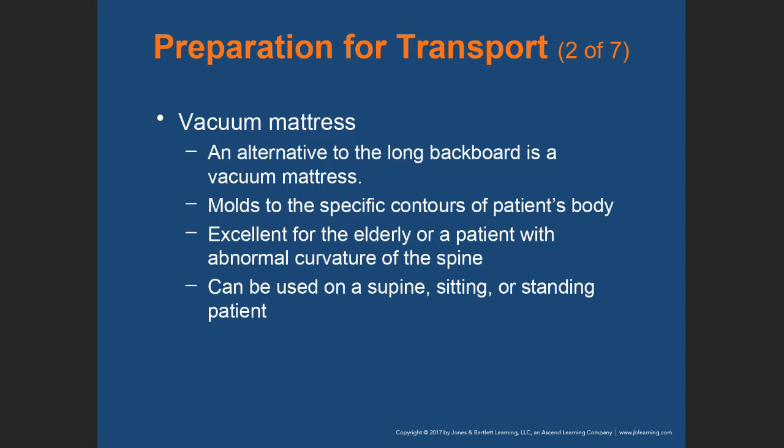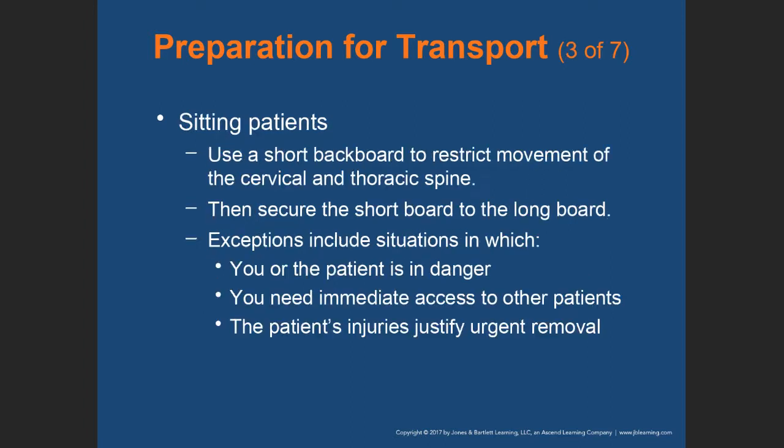Vacuum mattress, an alternative to the longboard, is a vacuum mattress. It molds to specific contours of the patient's body, excellent for elderly patients or patients with abnormal curvature of the spine, and can be used on a supine, sitting, or standing patient. So it's pretty useful. For your sitting patients, use a short backboard to restrict movement of the cervical and thoracic spine, then secure the short board to a long board.